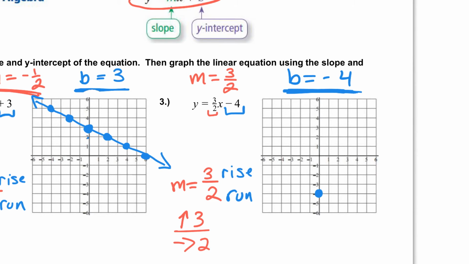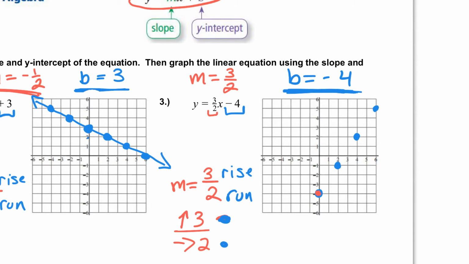Now that we have identified our rise and our run, we go back to our initial point right here, and we're going to start there and go up 3, all right? Go up 3 and then right 2. So count 1, 2, 3 up, right 2. There's our next point. 1, 2, 3, right 2. There's our next point. And then we just continue up 1, 2, 3, right 1, 2. There's our next point. And then we continue up 1, 2, 3, right 2. And there's our next point.